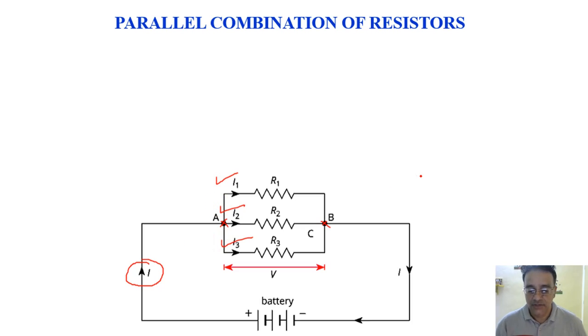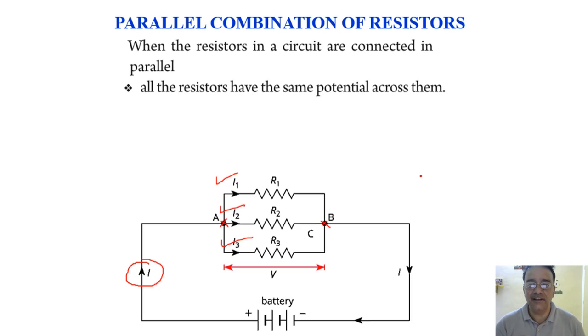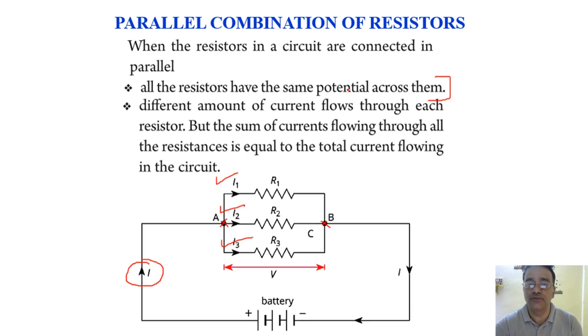Okay, so let us start with the first point. All the resistors have the same potential across them. The second one is that a different amount of current flows through each resistor. The sum of the current flowing through all the resistors is equal to the total current flowing in the circuit, that is, I is equal to I1 plus I2 plus I3.